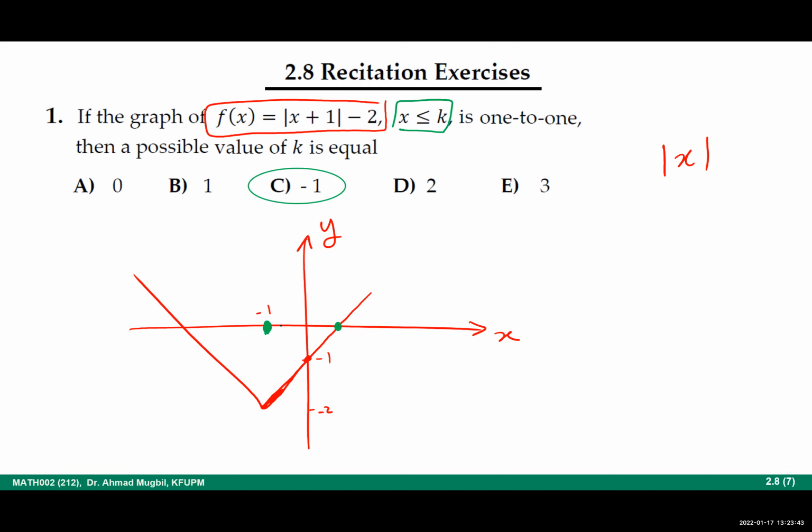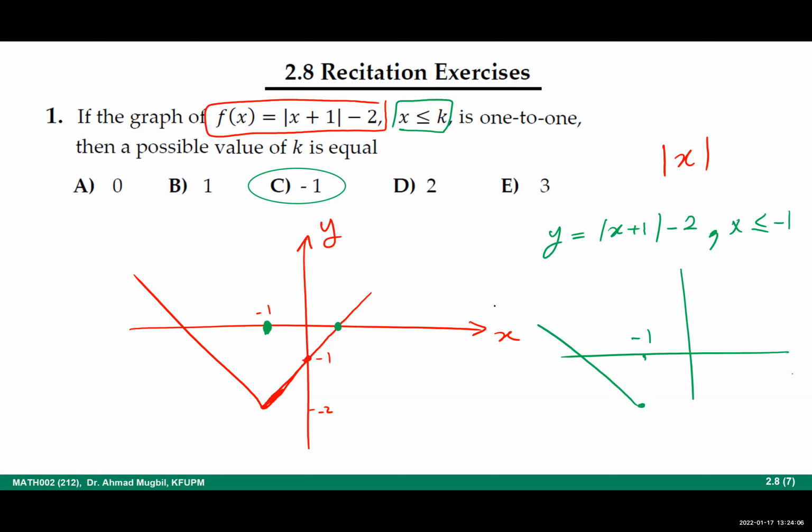This is the maximum number that you can take. So if you take just this part, this function, let's call it another function, y equals the absolute value of x plus 1 minus 2, and x is less than or equal to -1. In that case, your graph will be this one. This is the branch that you will take only.